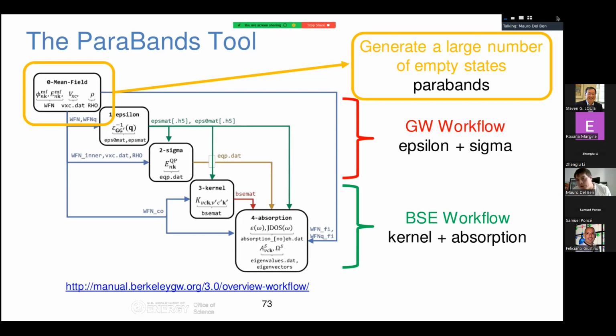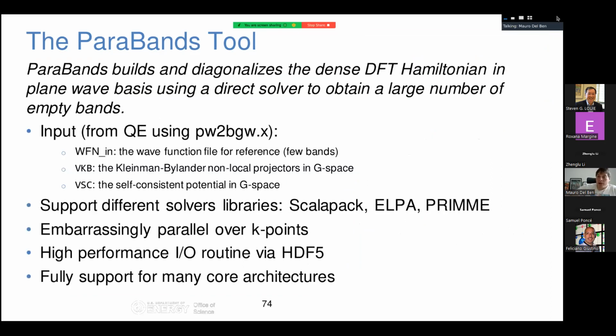But one of the criticisms is, yeah, sometimes our mean field code is not able to generate enough empty states because it was designed just to calculate the occupied part of the spectrum. This is not a problem. We have this tool called parabands, which allows you to build up the entire DFT Hamiltonian in G space and just do a direct brute force diagonalization.